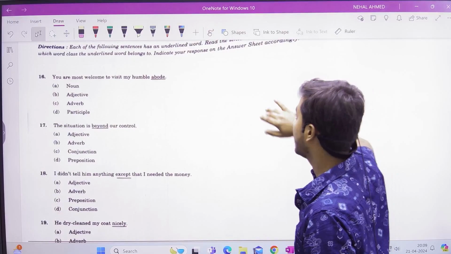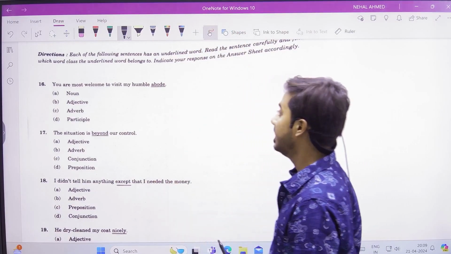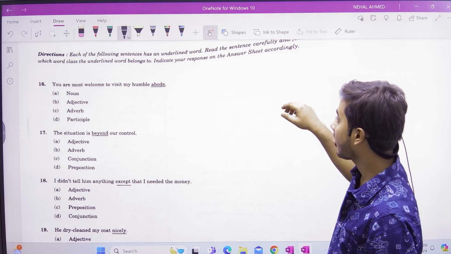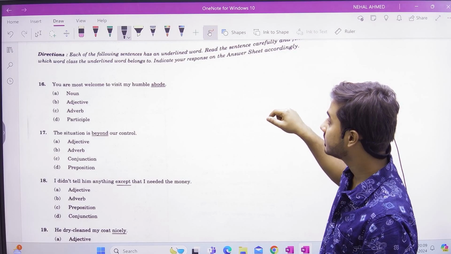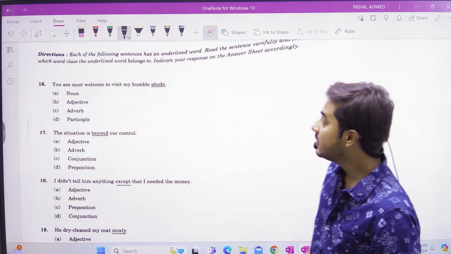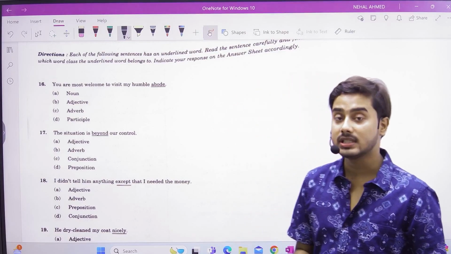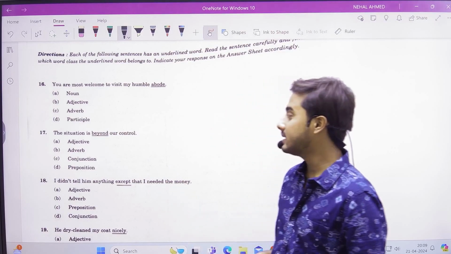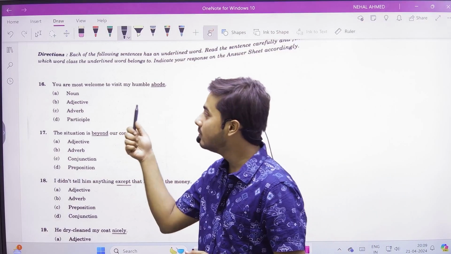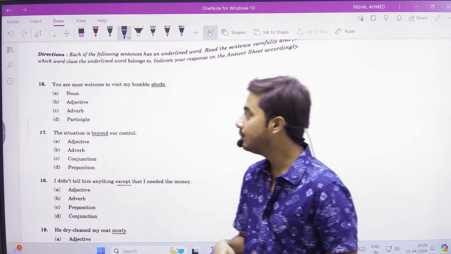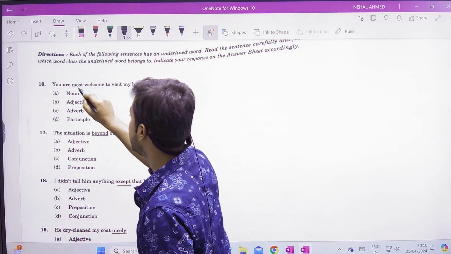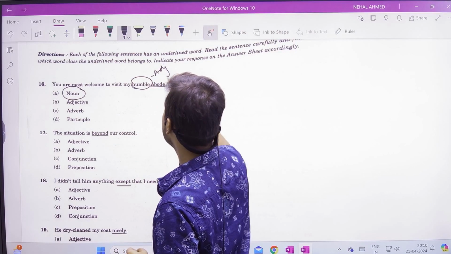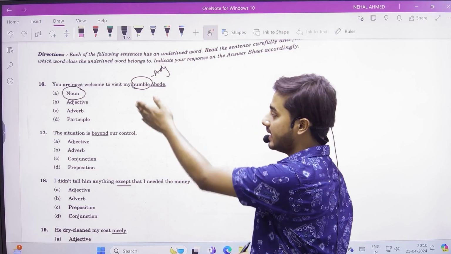Moving forward. So here we'll have to identify which word class the underlined words of a sentence belong to, right? So if you look at the first sentence, it reads, "You're most welcome to visit my humble abode." So abode is basically a noun, and humble thus is an adjective, right? So humble abode is basically a noun.